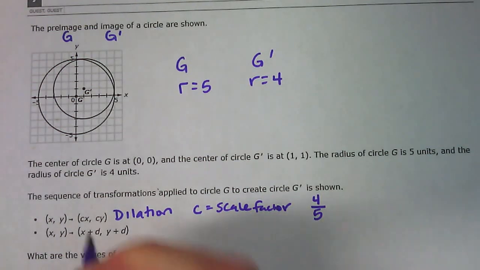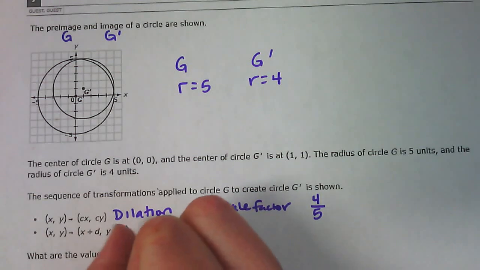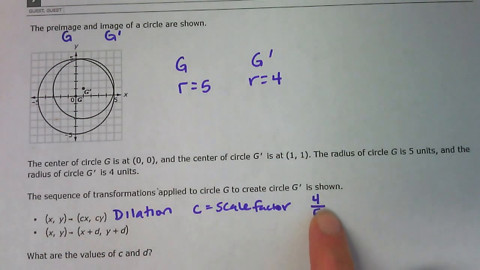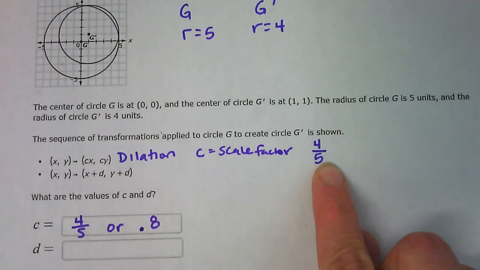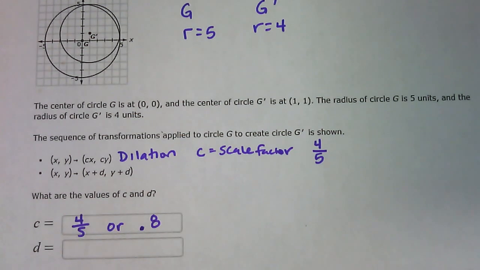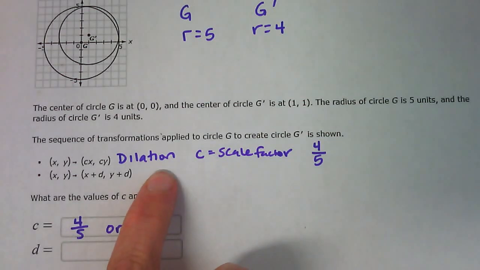I could put in C as a fraction of 4/5, or I could enter it as a decimal of 0.8. So I could put 4 divided by 5 in my calculator and get 0.8. Either way would be marked correct. It doesn't specify if I have to put a fraction or a decimal in. Okay, so now I know what my dilation was.